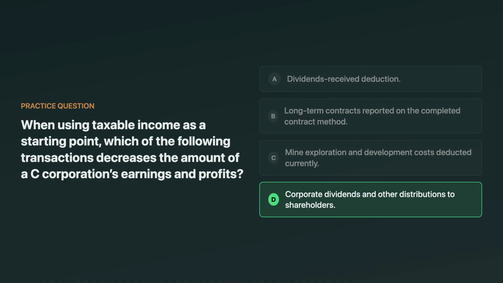The correct answer is corporate dividends and other distributions to shareholders. Distributions reduce earnings and profits when taxable income is your starting point. A tempting wrong answer is the dividends received deduction because it reduces taxable income, but E and P is adjusted back toward economic ability to pay dividends. Distributions are the direct reduction.